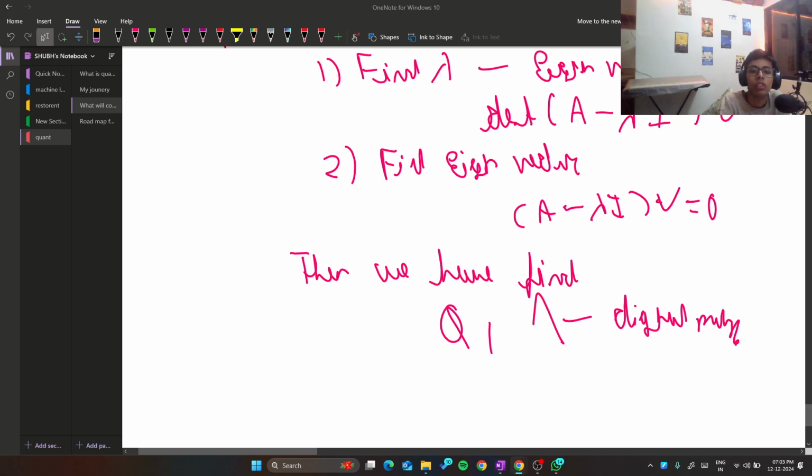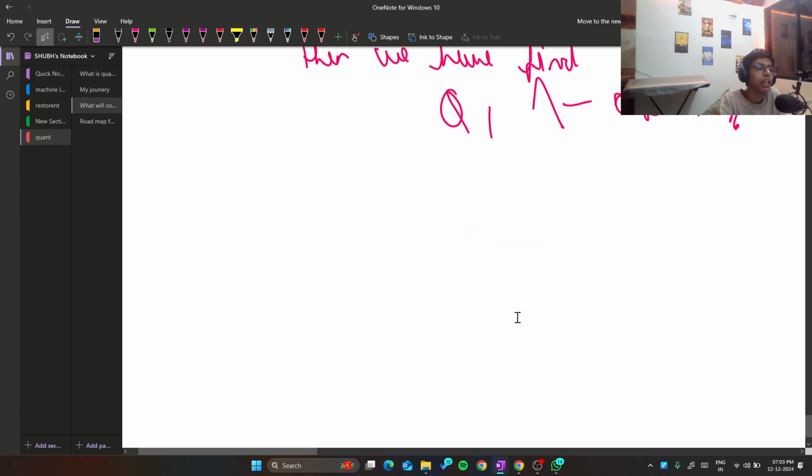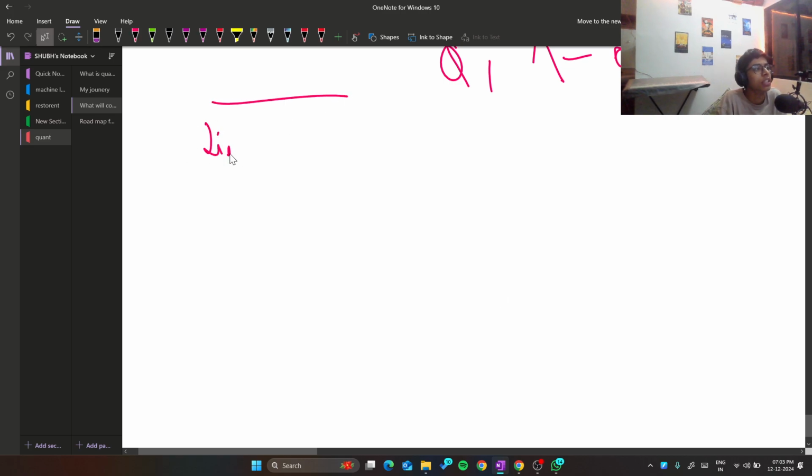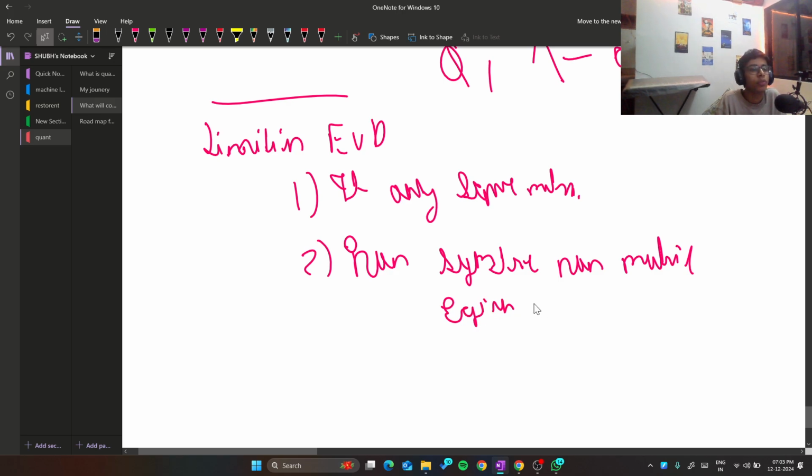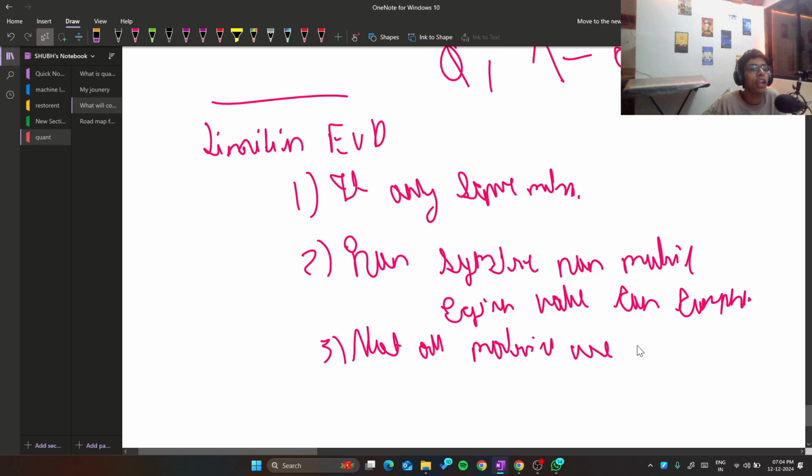Let's discuss the limitations of EVD. We know that it only works for square matrices, and sometimes for non-symmetric matrices the eigenvalues can be complex. And not all matrices are diagonalizable.